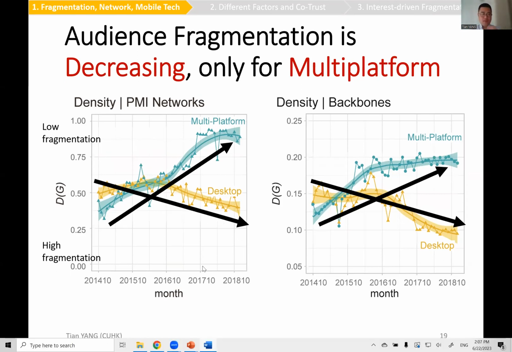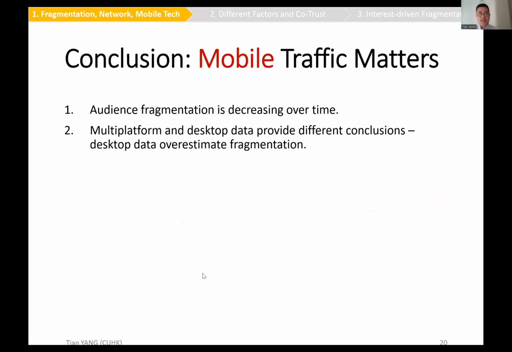Okay, so to sum up, this study suggests that mobile technology could not be overlooked. So audience fragmentation is decreasing over time, and this trend could only be captured by looking at multi-platform data, as desktop data alone gives us an opposite conclusion. So which also suggests that mobile technologies predict a lower level of fragmentation.